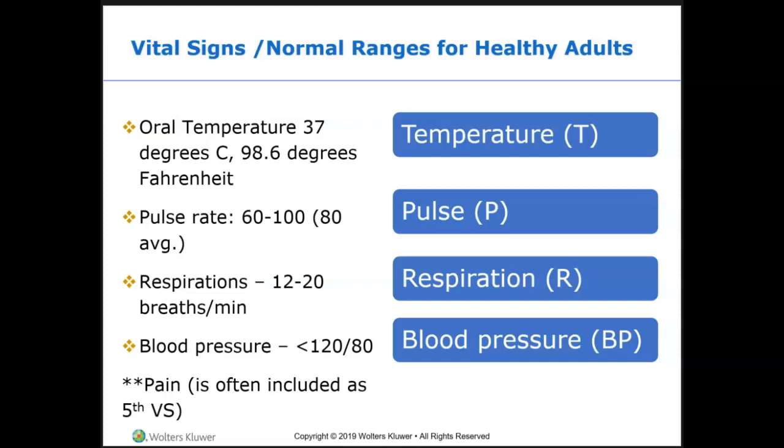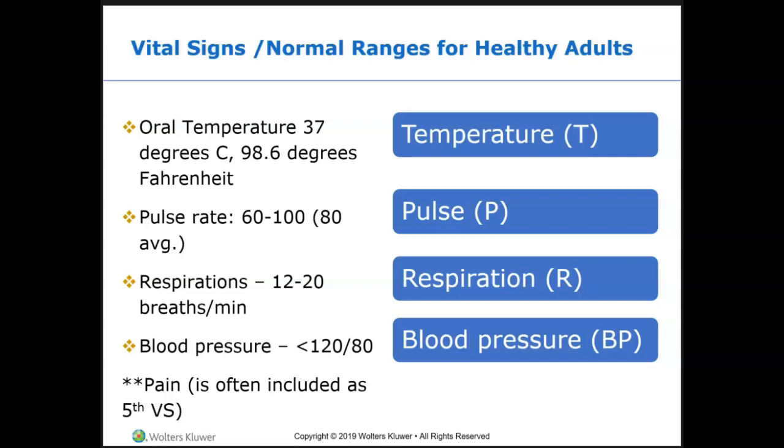We have vital signs and the ranges for normal, healthy adults, right? The vital signs that we monitor are temperature, pulse, respirations, blood pressure, and pain. Pain is considered the fifth vital sign as it's monitored very closely and can have an effect on every one of those other vital signs, right? Specifically, respirations, pulse, and blood pressure. Pain can definitely impact them.